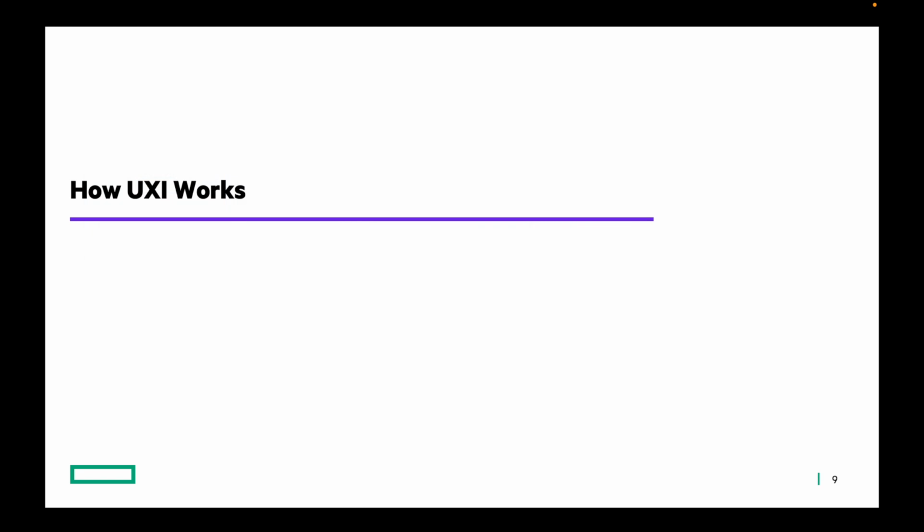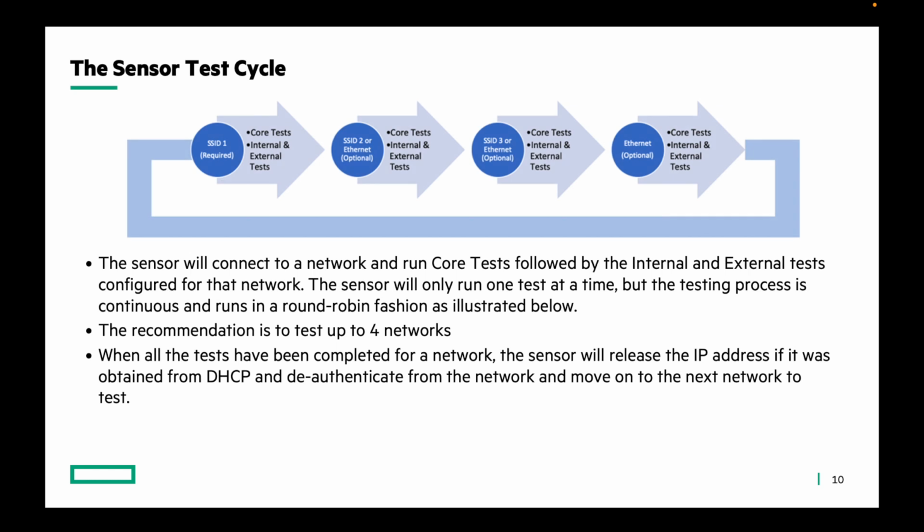So let's see how UXI works in action. As a sensor, when it connects to a network, it goes through a test cycle process. As I said, a sensor can test up to 4 networks. I have this breakdown just for simplicity: I have 4 SSIDs, and the sensor will connect to one SSID, for example, in a first test cycle, and it will run a certain core test.